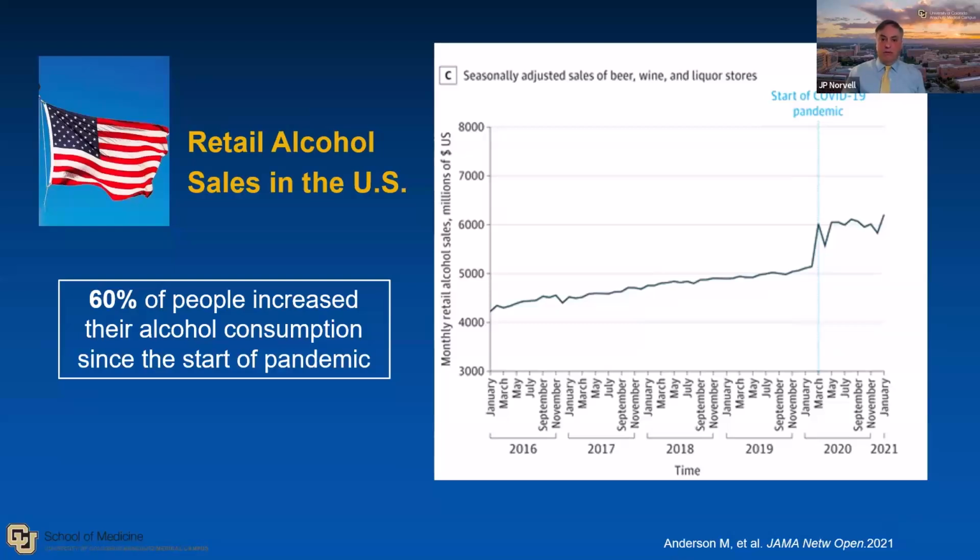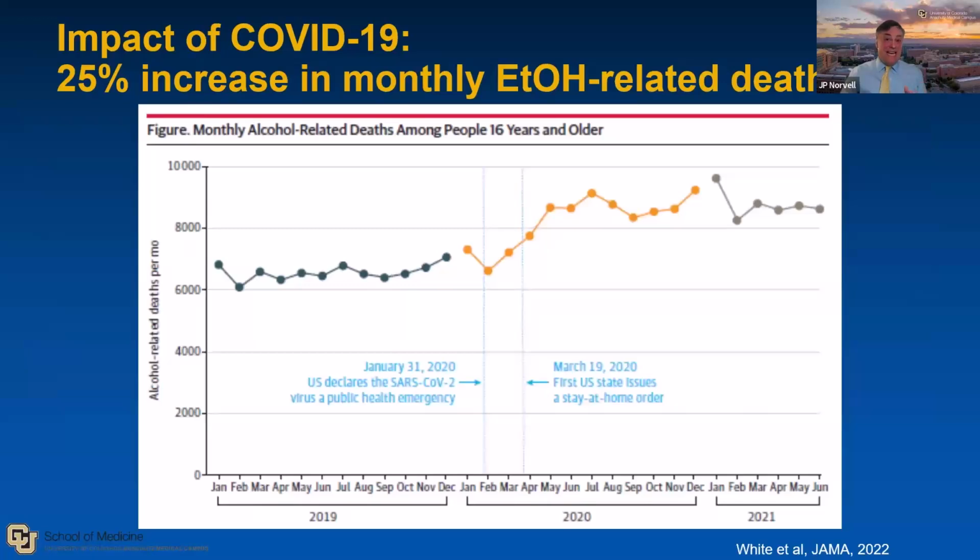And as we all felt firsthand with the pandemic, when patients, and I shouldn't say patients, all of us, were now at home, oftentimes not working, had increased social isolation and depression. We saw alcohol sales in the United States increase as 60% of patients increased their alcohol consumption. And this did not take long to translate into increased mortality. In fact, there was a 25% increase in monthly alcohol-related deaths within months of the pandemic beginning and the increase in alcohol consumption.